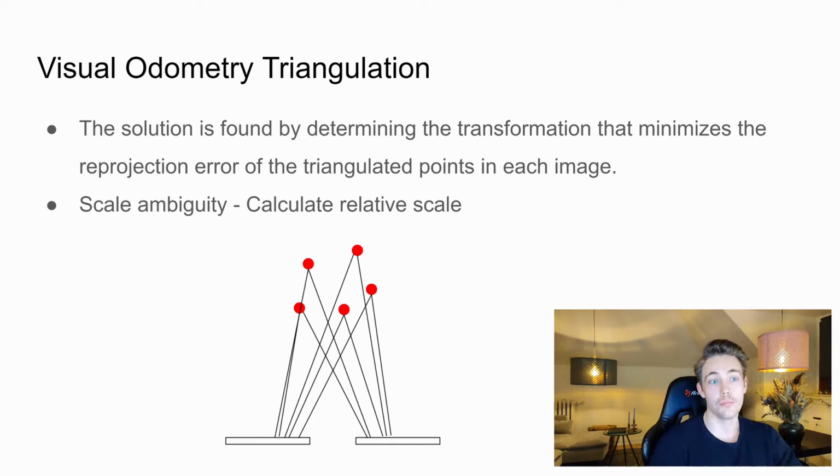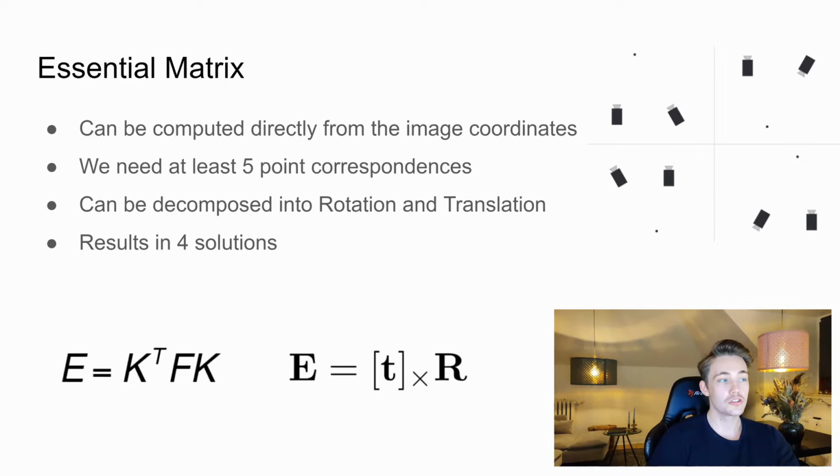So the solution is found by determining the transformation that minimizes the reprojection error of the triangulated points in each image. So we just talked about how we want to triangulate the points that we found in both the images, and then we want to minimize the reprojection error, because we actually reproject our 3D world points down on the image plane. We want to minimize that, because then we get a better transformation from the one frame to the other frame, which is actually just the pose of our camera, or our path or trajectory.